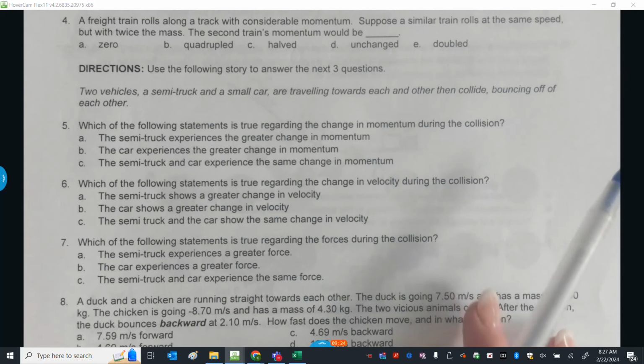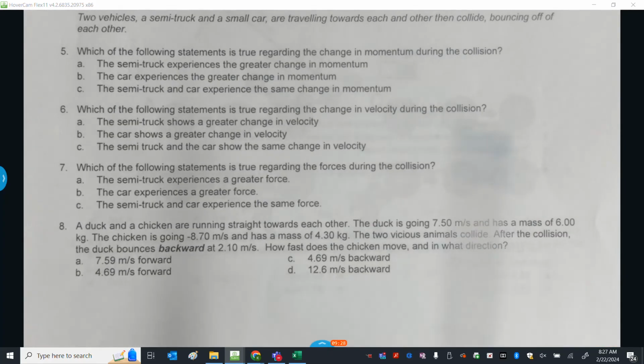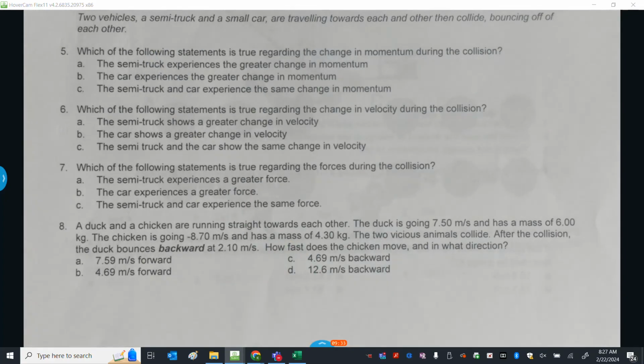All right, numbers 5, 6, and 7 on mine all go with this scenario about 2 vehicles, a semi-truck and a small car colliding. Okay, so again, if you don't have Form A, look for that scenario. There are 3 questions here. We're going to start with number 5, which of the 3 was the most missed question. Okay, not on the whole quiz, but of these 3, 5 was more missed than 6 or 7.